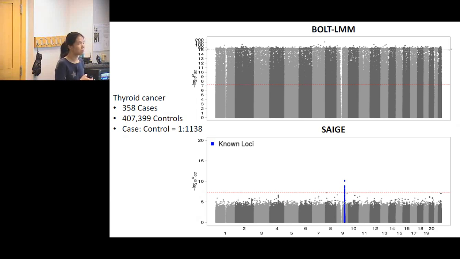I have done some evaluation where you forcibly make the case-control ratio 1 to 10. In this case, you have less than 4,000 total samples, and you basically cannot detect those very, very rare variants in the samples.